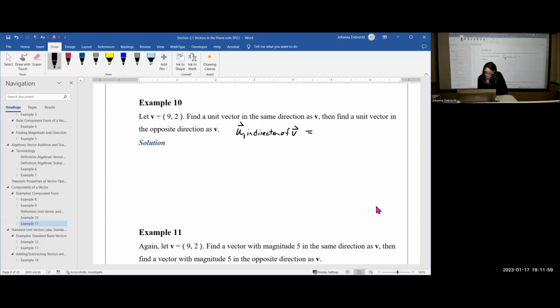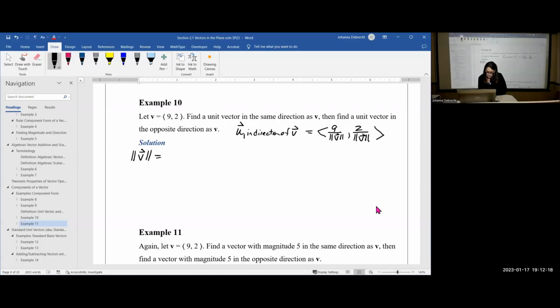This would give me, so let's call this u1. This would be 9 divided by the magnitude of v, comma, 2 divided by the magnitude of v. So I need the magnitude of v. So let's come over here and find it.